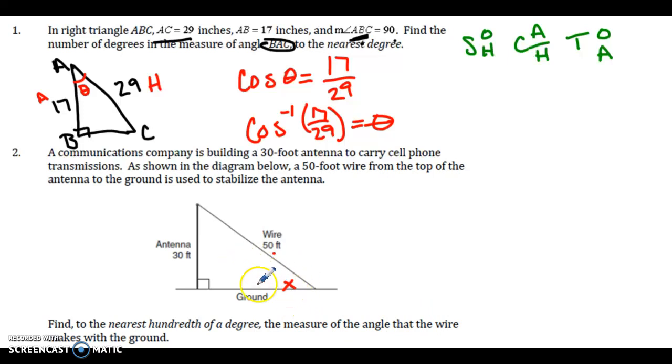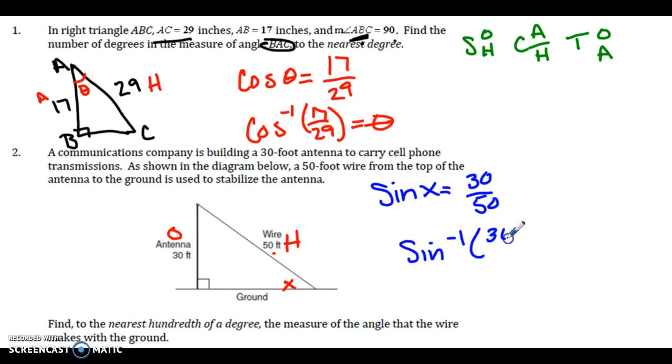And so from here, the 30, the antenna is the opposite side, sorry, and this is my hypotenuse. So we should set up an equation. Opposite and hypotenuse is sine. I'm going to say sine of my angle, which I put an x for my angle, equals the opposite side 30 over the hypotenuse 50. And to undo the sine function, I do inverse sine of 30 over 50, and I type that in my calculator to get x. And you're left to finish the rest of this.